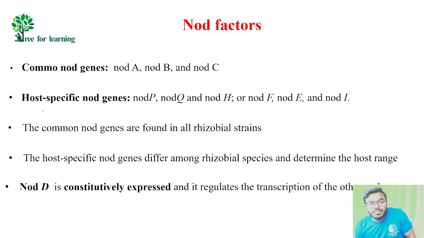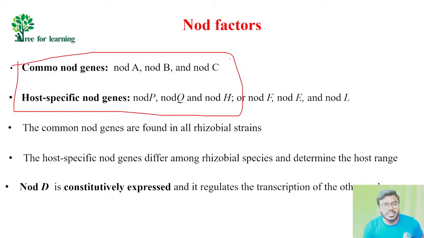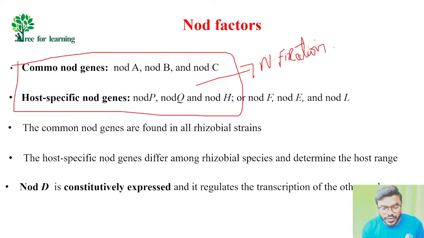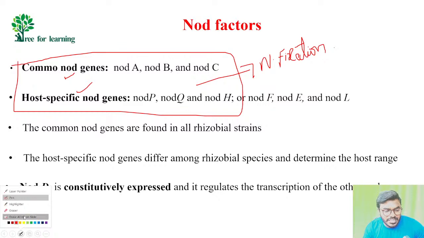But here comes one wonderful point. What is that point? There is no doubt common nod genes and host specific nod genes are required for nitrogen fixation. There is no doubt about it. But friends, the unique statement you want to remember is, if the common nod genes and the host specific nod genes want to be active, we will require a specialized gene. What do we call that particular specialized gene, friends?